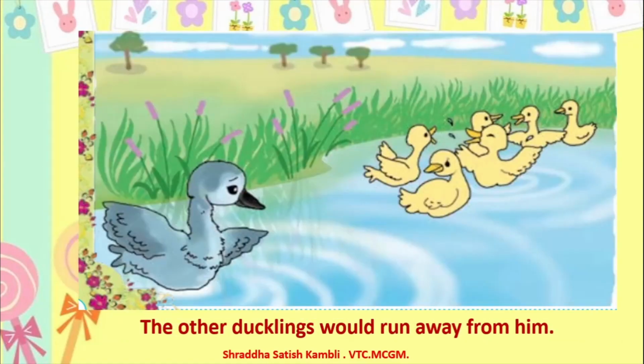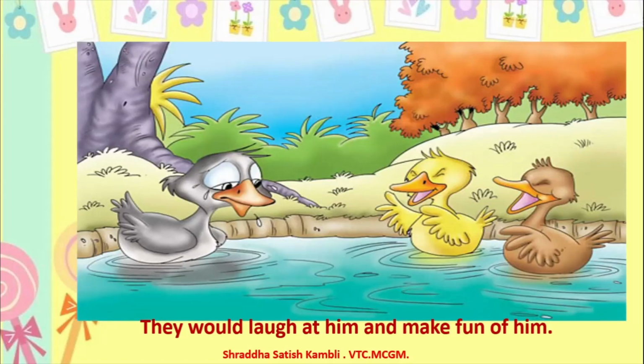But the other ducklings would run away from the ugly duckling, see? And they used to make fun of him also. The six beautiful ducklings used to make fun of this ugly duckling. And they would not allow the ugly duckling to play with them. Okay? So see, our poor ugly duckling is looking so sad, isn't it? They would laugh at him also. And they would make fun of him also. See how they are laughing?